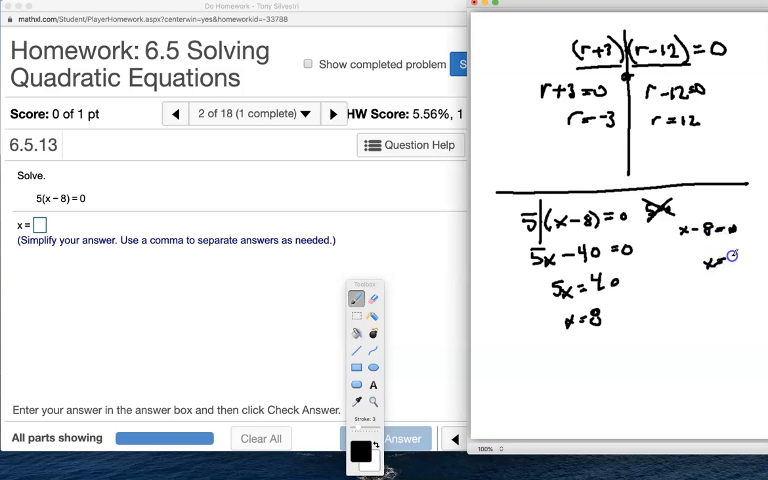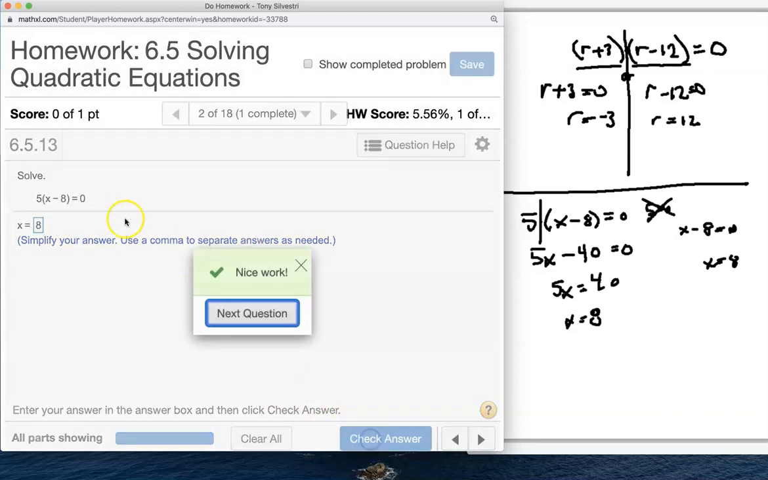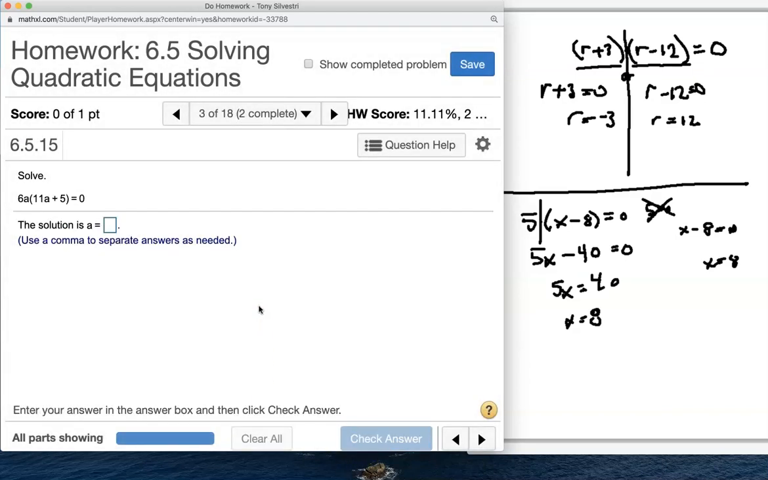Either way, you would have got the answer, but I don't think I would have gone principle of 0 on that problem. Check the number 8. Nice work. Let's go on to the next problem.